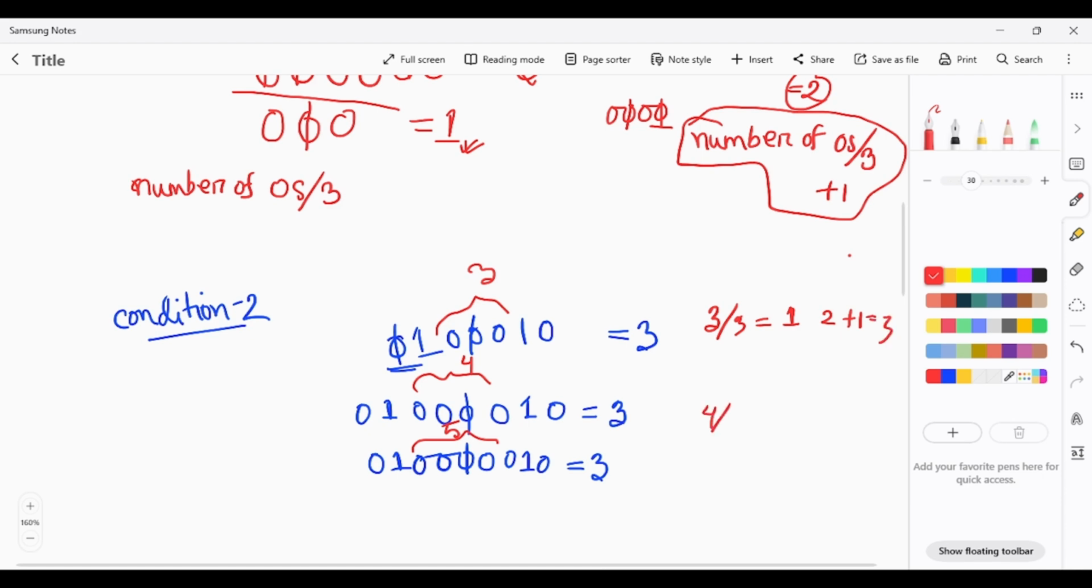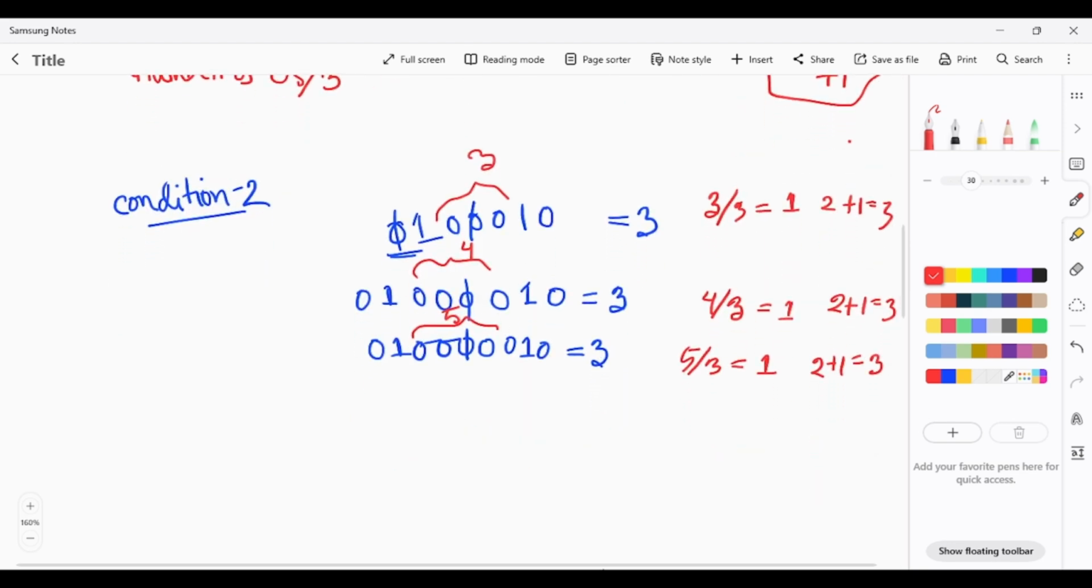And you can see that 4 by 3 is equal to 1, integer divided by integer. Then 2 plus 1 is equal to 3. And again 5 by 3 is equal to 1 and 2 plus 1 will be 3. But if there is one more space in between, like 0 0 0 0 0 0, then here the total gaps are 6. So 6 by 3 will be 2. So the total number of students will be 2 plus 2 is equal to 4.